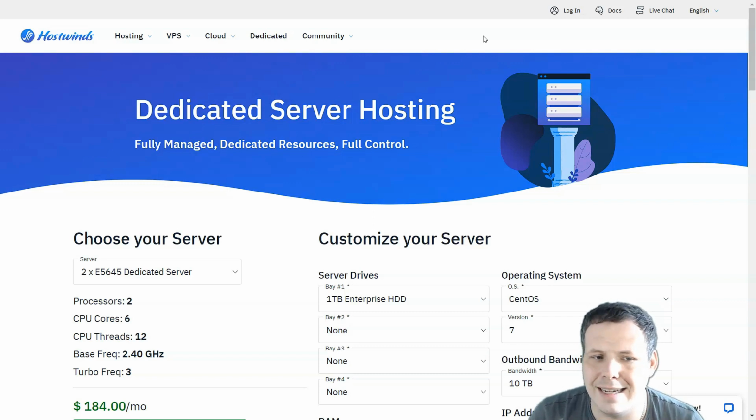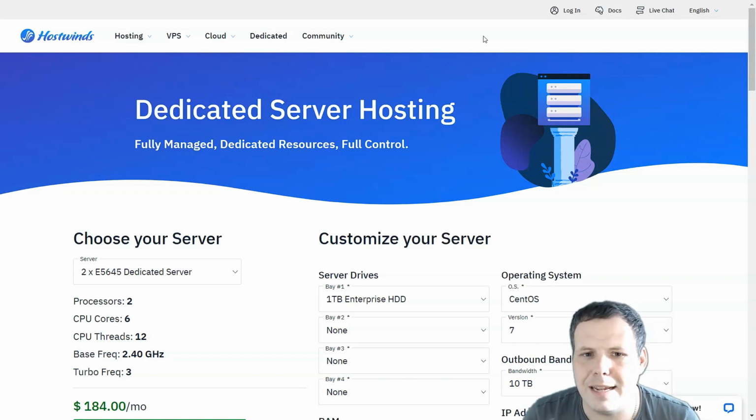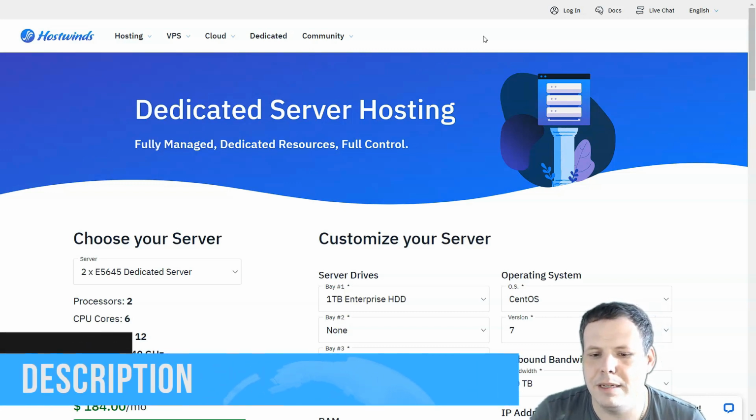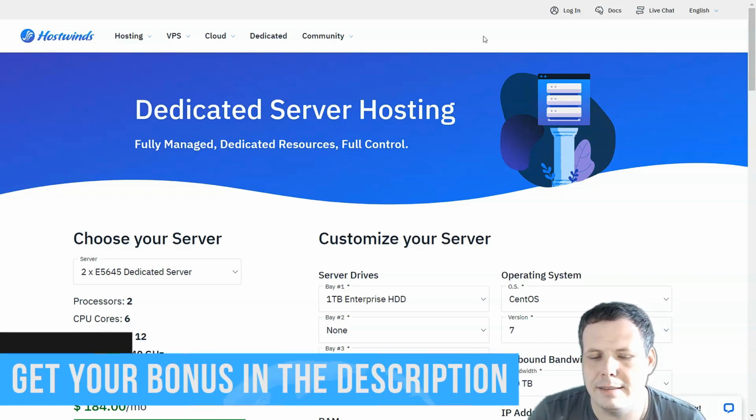But what I did not like about HostWinds was that the support side could be intimidating for beginners. So if you're really just getting started with web hosting, that could give you a bit of a problem. That's one thing that I found not very great. But it is going to be my number one, HostWinds.